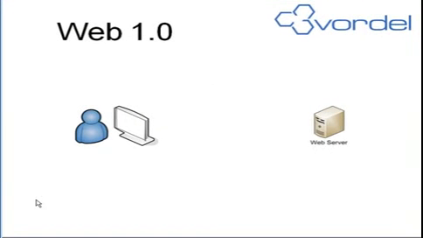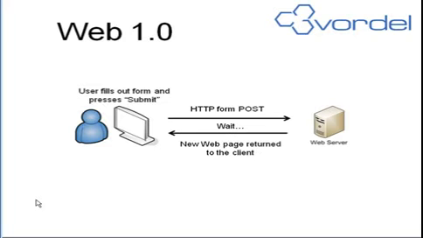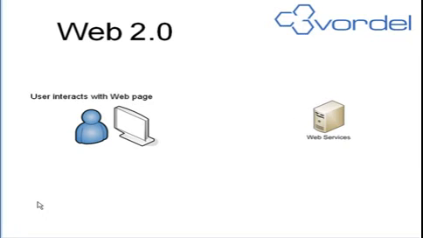One way to look at WebToDo is to look at what came before. In Web 1.0, users filled out forms, pressed submit. This made a post or a get to a web server. There was a wait, and then a new web page was returned to the client. They would then see the new web page with the form results being shown to them.